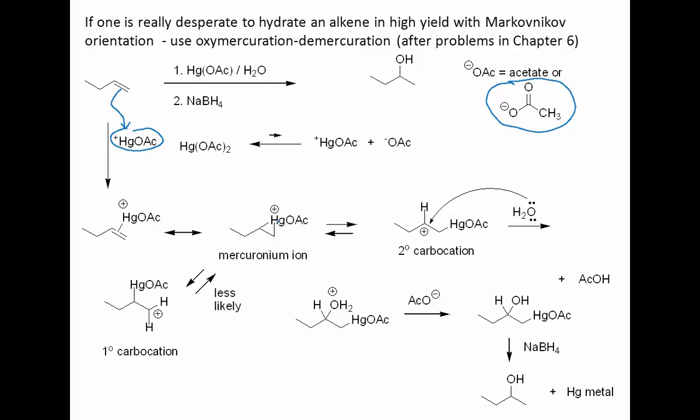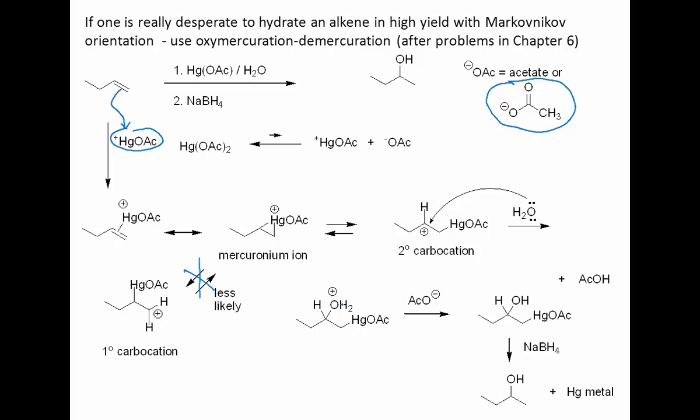We can draw this resonance form for the complex as well. This is called the mercuronium ion. It's in equilibrium with a secondary carbocation. It's hypothetically in equilibrium with a primary carbocation as well, but this process is less likely, so let's just disregard that. Okay, so once we open this way, water comes in and attacks.